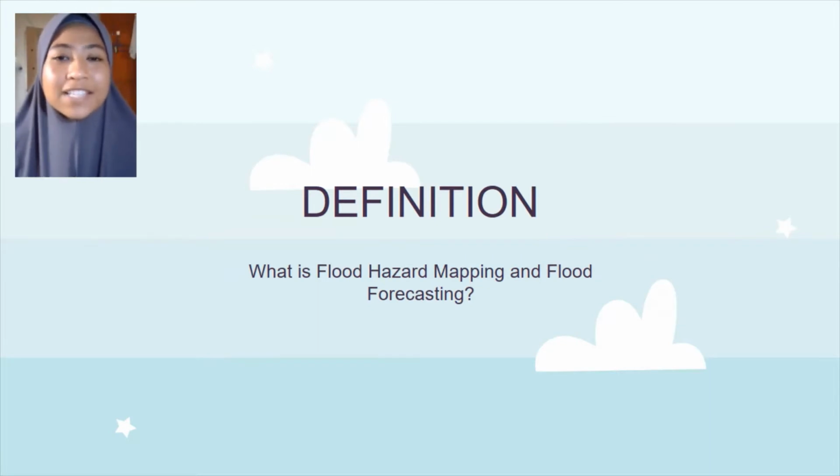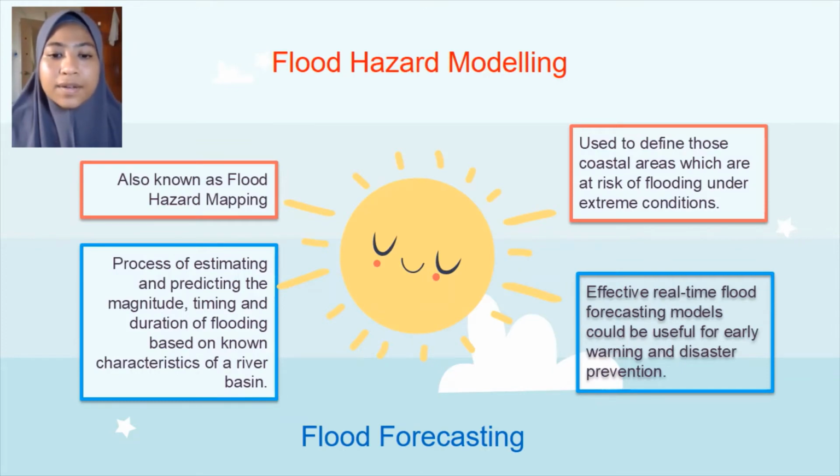Now, let's jump into the definition. What is flood hazard mapping and flood forecasting? Flood hazard modeling, also known as flood hazard mapping, is used to define those coastal areas which are at risk of flooding under extreme conditions.